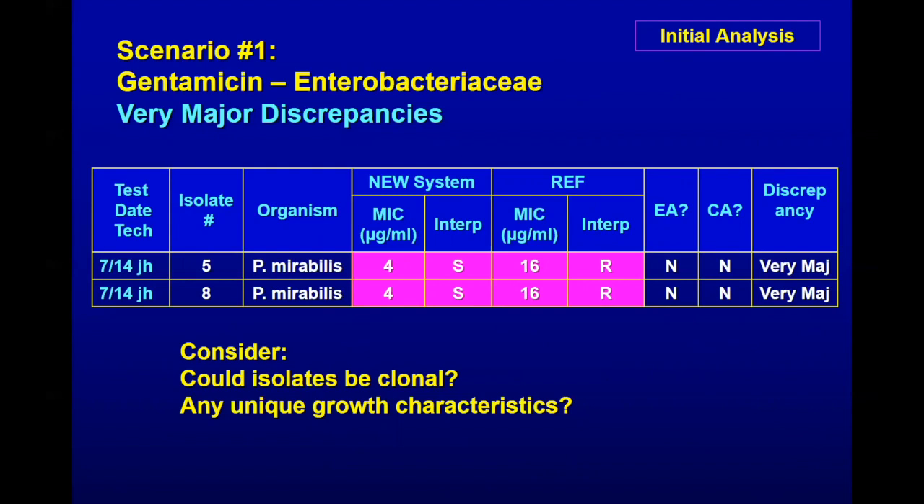If they might have been obtained from the same ward, even if they were from different patients, and again, we should select isolates from different patients, these might actually be the same strain. We also want to look at any peculiar growth characteristics of this organism that might have contributed to these very major errors or the problems with the results. So this is the initial analysis.